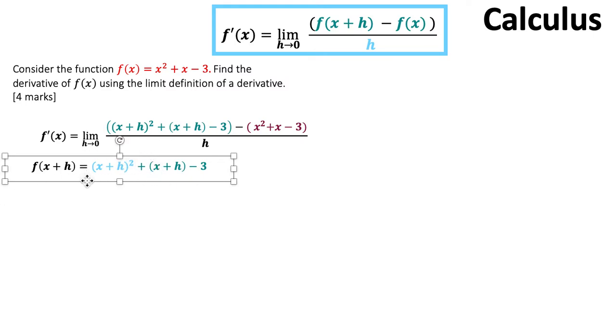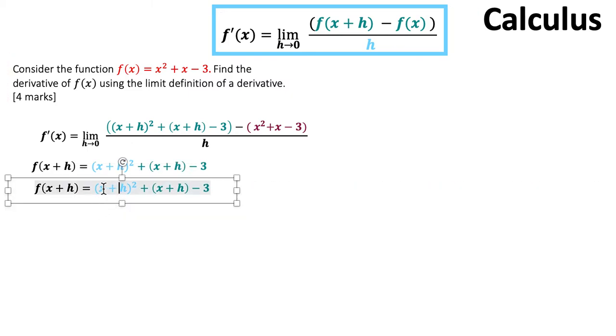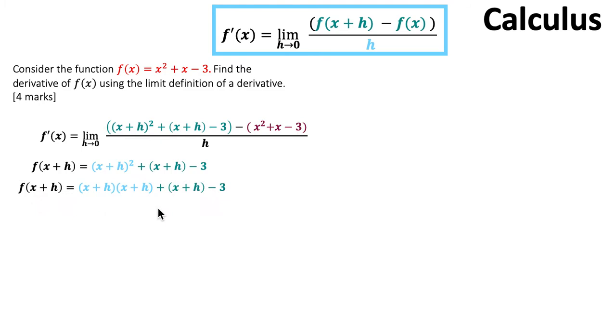If we expand this, let me copy paste it. So you can see it's x plus h, which is squared, so it's timed itself. You can just rewrite it as x plus h times x plus h. I'm keeping the same color so you can keep track of it. This part right here is just the above part but expanded. And then you might notice that you can keep expanding this part, which is what we're going to do.